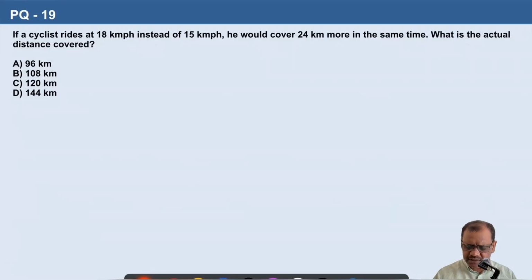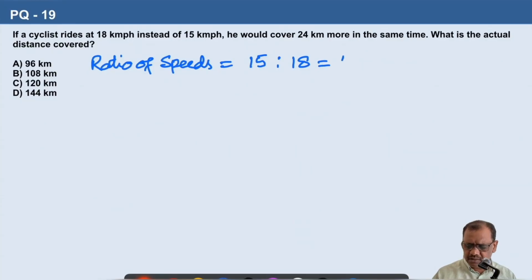So here let us find out the ratio of speeds. What are the speeds here? The original speed is 15 and the increased speed is 18. 15 is to 18. So 3 fives are 15, 3 sixes are 18, which gives 5 is to 6. This is the ratio of speeds, original speed and increased speed.